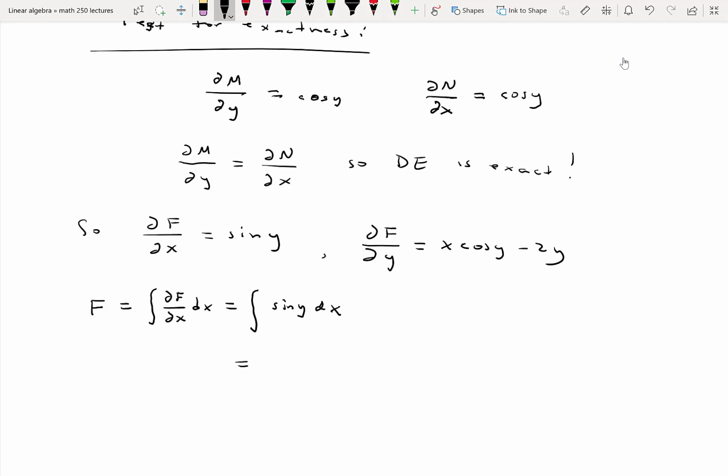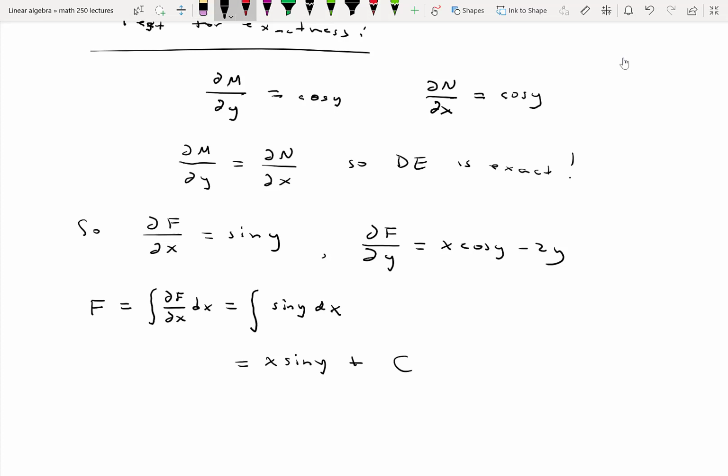What's the integral of a constant with respect to x? It's just x times the constant. So this is x times the sine of y plus the constant of integration. Now, it gets a little trickier here with this constant of integration. It's not just plus c. We're integrating with respect to x. That means we're holding y as constant.